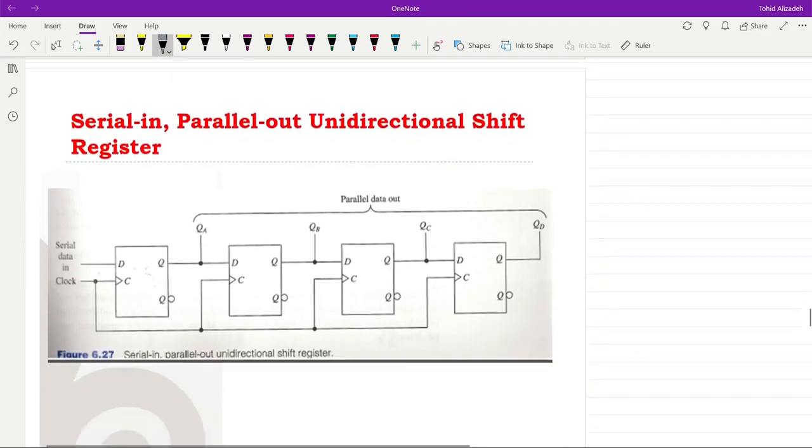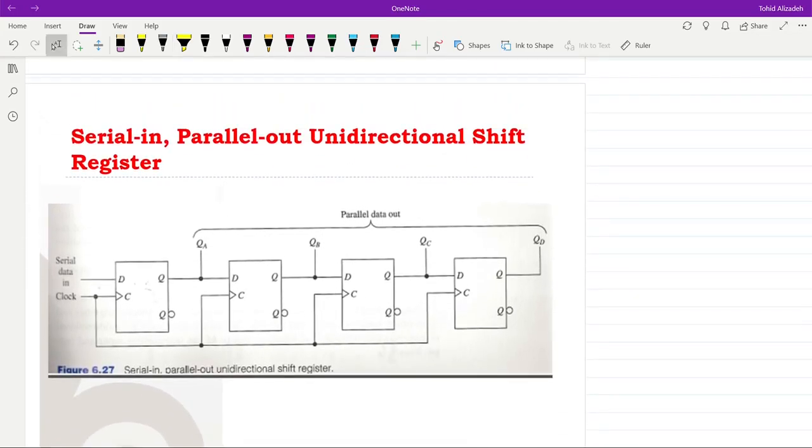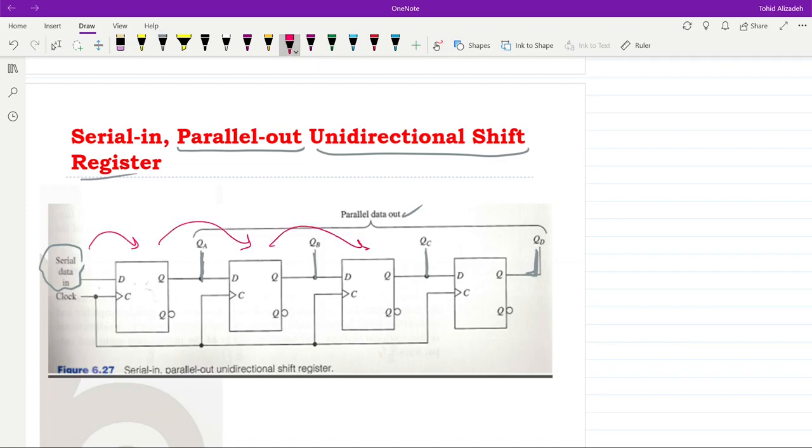The next shift register is similar, but it can give us all the data from the shift register in parallel as well. We have access to the output of each flip-flop directly, and therefore we will have the parallel out option. But still we have the serial input to the shift register, and we have the unidirectional shift register, because the shifting again will be done in one way only. It's unidirectional.